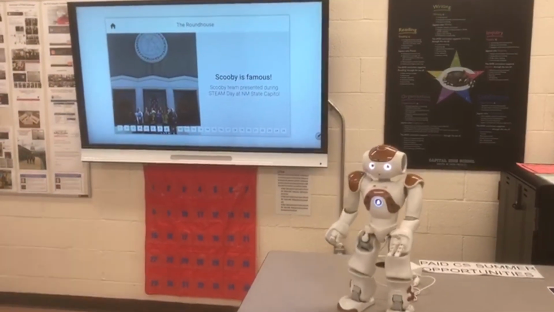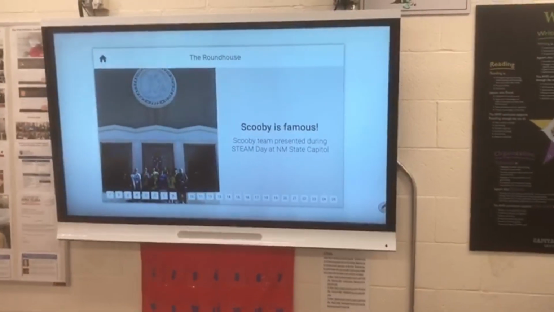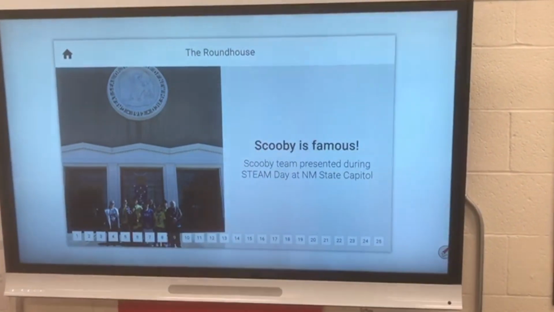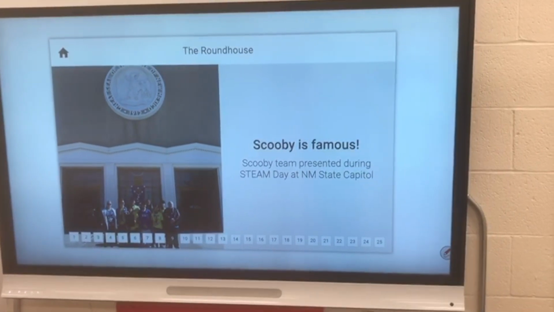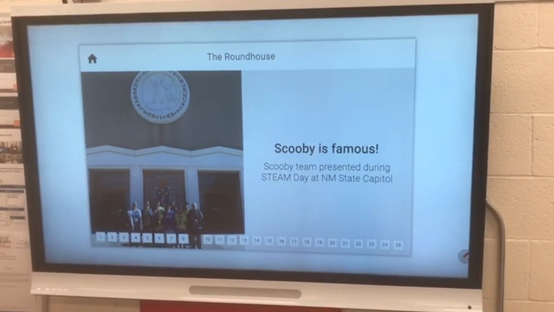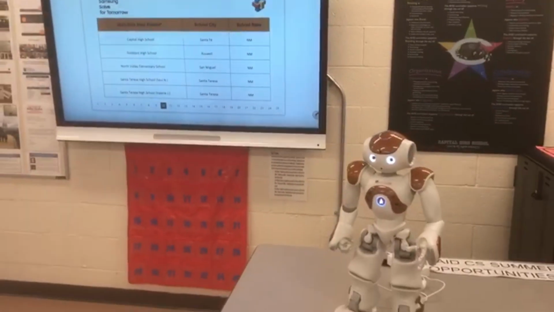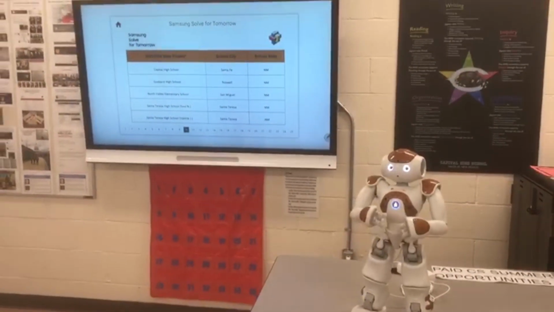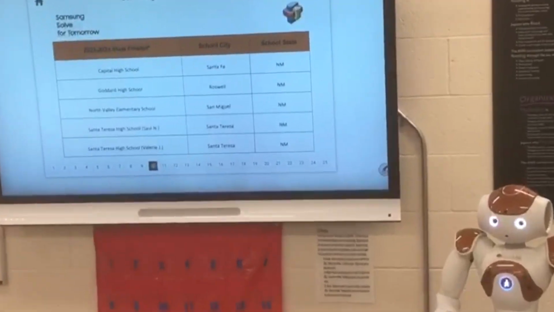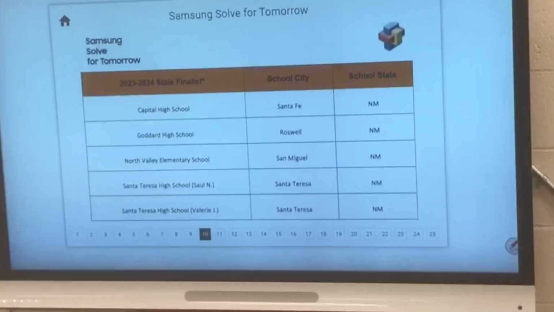Scooby became very popular. Together with its creators, it was invited to the STEAM Day that took place at the Brown House, the New Mexico State Capitol, in February 2024. Scooby was submitted to several STEM competitions and was announced as one of our state finalists in Samsung's Solve for Tomorrow competition.